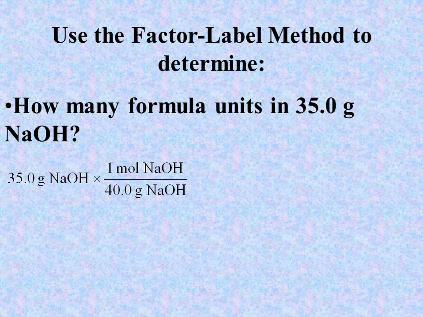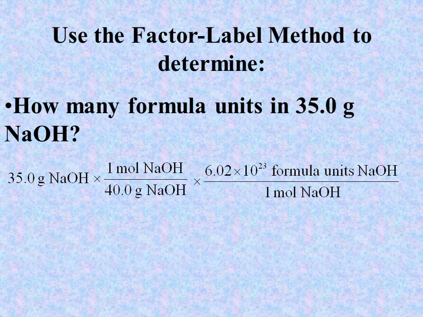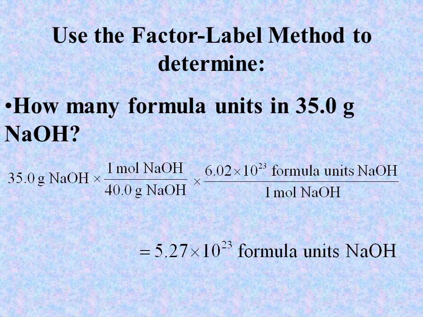To get the units to cancel out properly, that means we need to put the 1 mole of NaOH on the bottom and the formula units on top. Canceling all those units out gets our units to what they need to be, formula units, and solving the math at this point, 35 times the 6.02 times 10 to the 23rd power divided by the 40 grams, you should come up with a final answer of 5.27 times 10 to the 23rd, and the units would be formula units of sodium hydroxide.